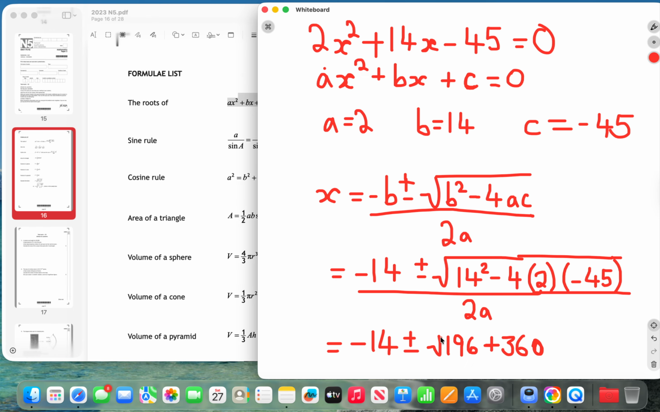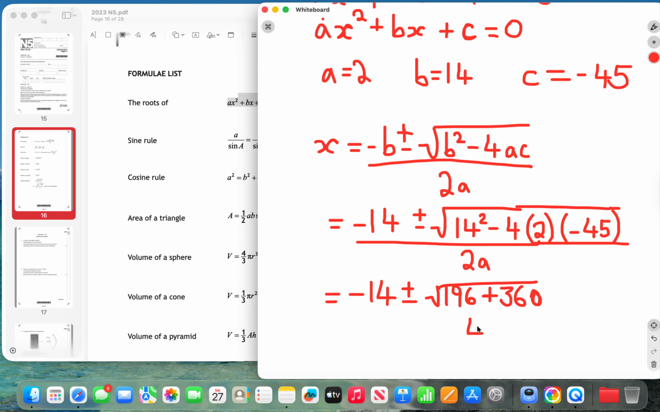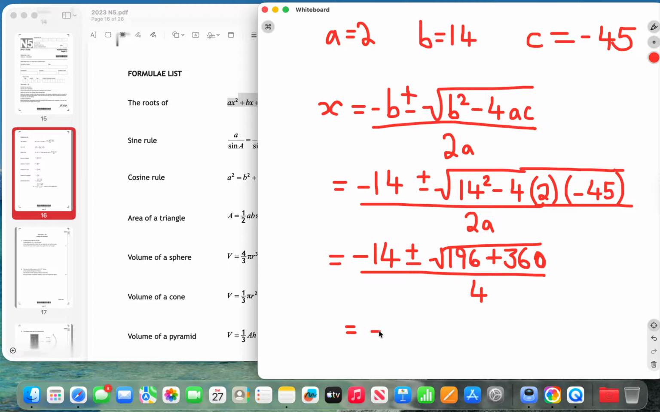All over 2 times a. A is 2, so this is 4. Again, the line has to go over the entire thing. And we get minus 14 plus or minus the square root of, that's going to be 556, all divided by 4.